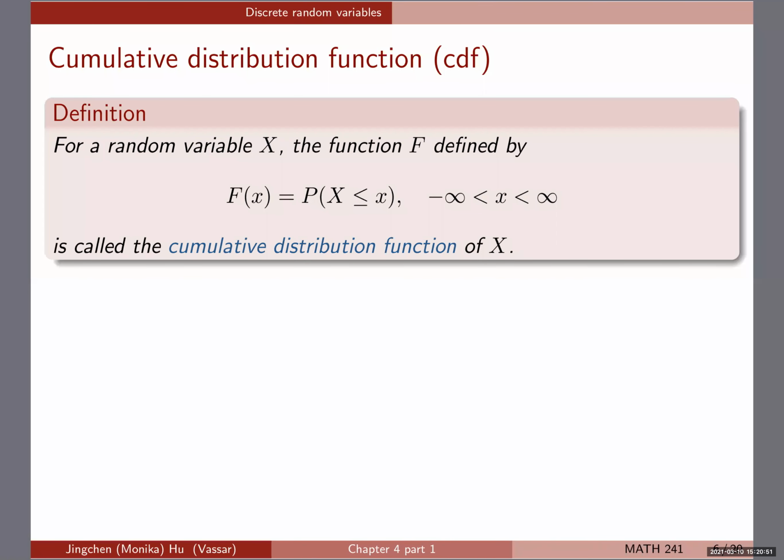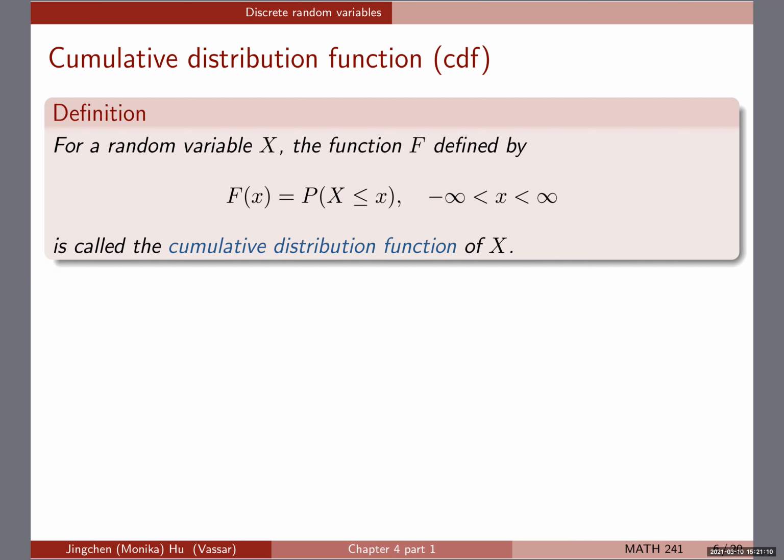A very important concept is the cumulative distribution function. Whenever we're talking about random variables, maybe discrete, like this chapter, and later we're going to move to continuous random variables, the CDF, cumulative distribution function, is key in understanding many of the concepts here. So let's start with the definition.